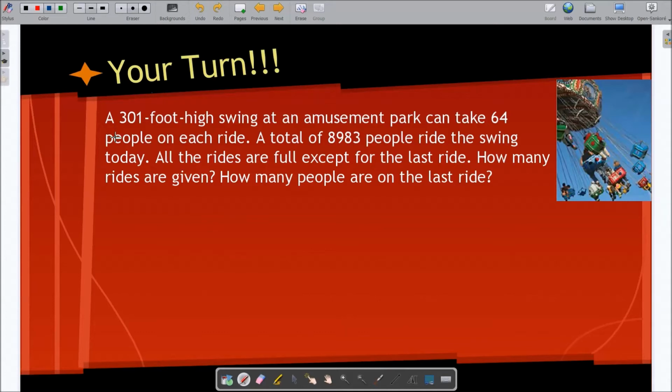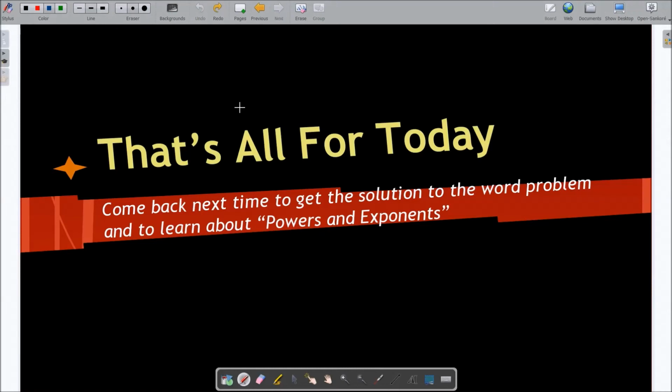So we've got a 301-foot high swing at an amusement park that can take 64 people on each ride. A total of 8,983 people ride the swing today. All the rides are full except for the last ride. How many rides are given? How many people are on that last ride? So start by figuring out if you need multiplication or division to solve this problem. Write it down, work it out, and then come back for the next video where I'll give you that solution.